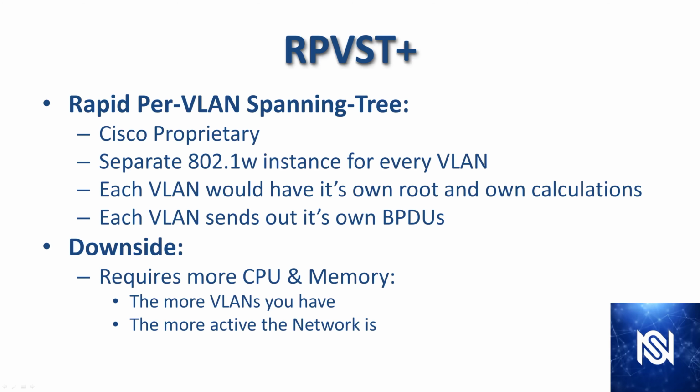And then you have rapid per VLAN spanning tree, which is Cisco proprietary. And this means that you have an 802.1w instance for every VLAN. So one instance of rapid spanning tree protocol for every single VLAN. Every VLAN is going to have its own root and its own calculations, and each VLAN is going to be sending out its own BPDUs. Now, the downside of this protocol is that it requires a lot of CPU and memory resources, and this is especially so the more VLANs you have and the more active your network is.